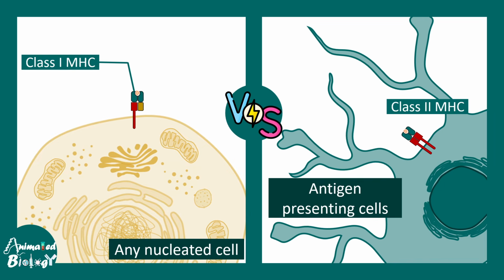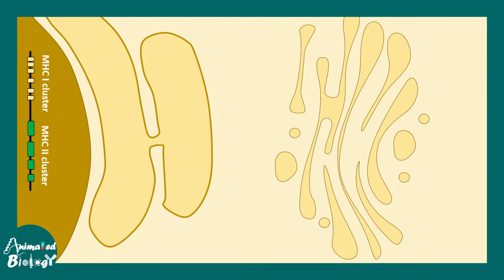Our focus in this video is class 1 MHC molecule presentation. Here is a normal nucleated cell which would have MHC1 and MHC2 clusters in its genome. In this case, the MHC1 cluster would be expressed, and it would give rise to the MHC class 1 molecule components, and it would be translated onto the rough endoplasmic reticulum, and the protein would enter the endoplasmic reticulum. At this point, the MHC class 1 molecule is in an unfolded state.